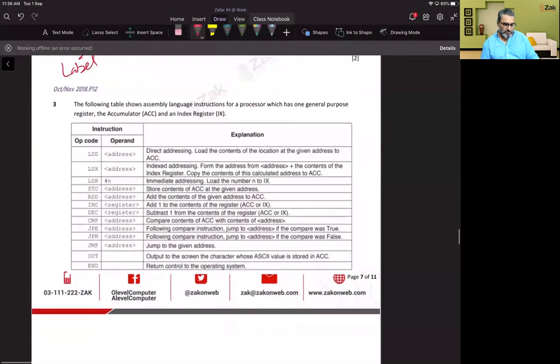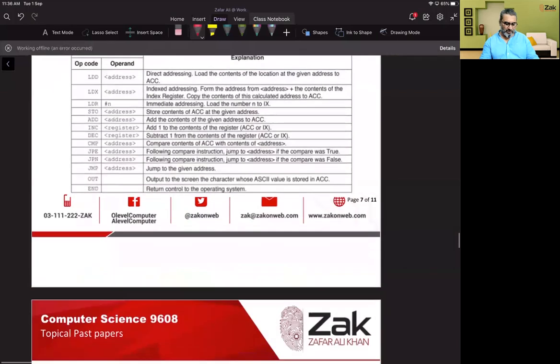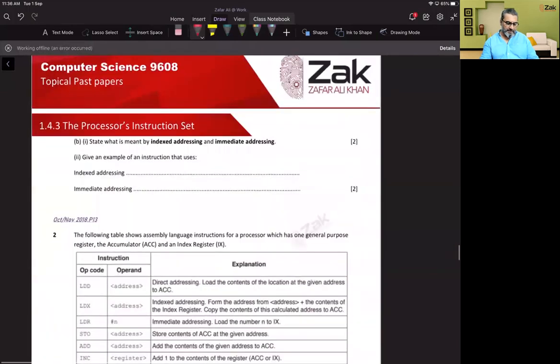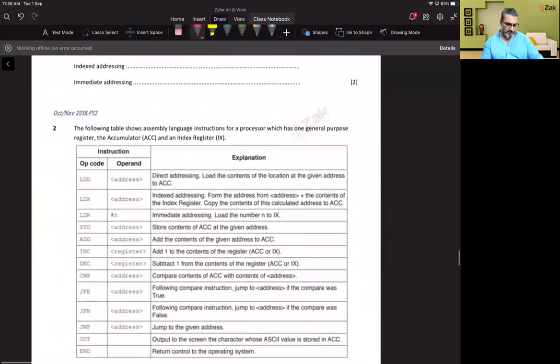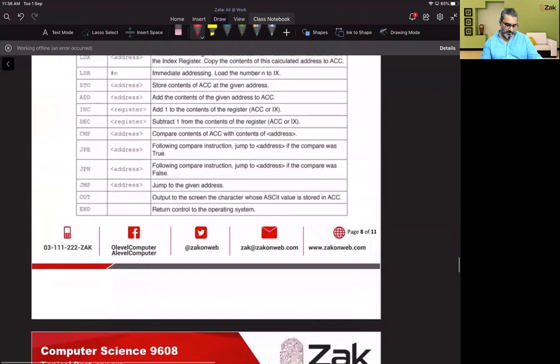Question number 3, October-November 2018. Question 3b. State what is meant by index addressing. The address to be used is found by the operand plus the content of the index register, which is the offset. Immediate addressing: the operand is the value itself, and that will be loaded directly to the accumulator.